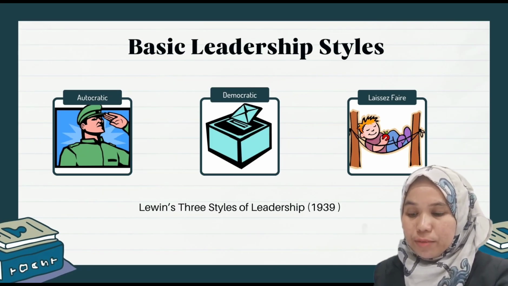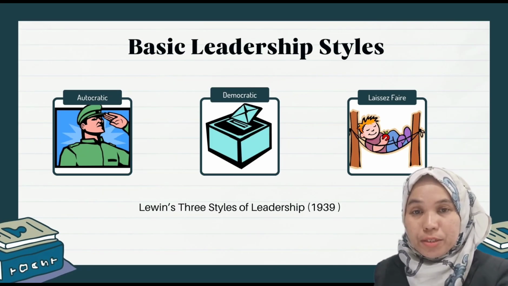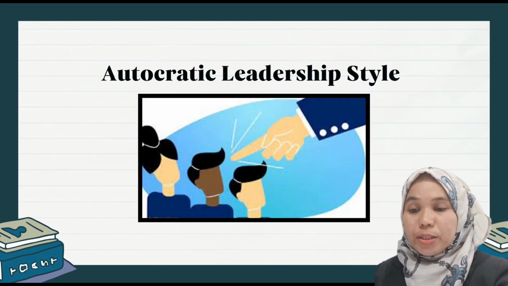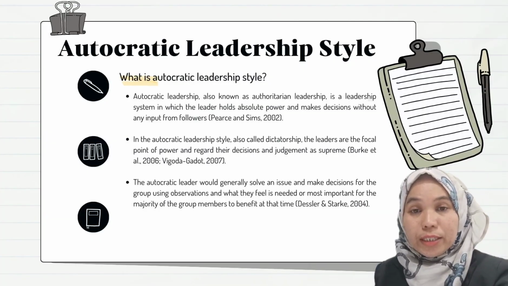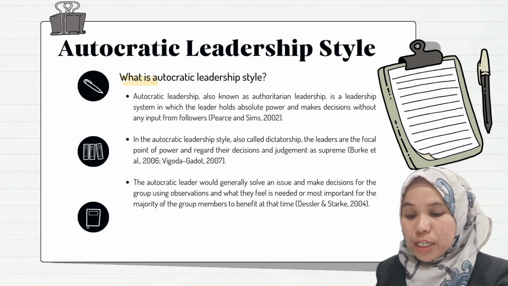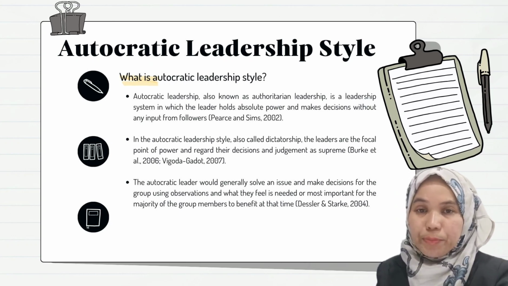Basic leadership style. There are 3 basic leadership styles: autocratic, democratic, and laissez-faire. Autocratic leadership style. What is autocratic leadership style? Autocratic leadership, also known as authoritarian leadership, is a leadership system in which the leader holds absolute power and makes decisions without any input from followers.